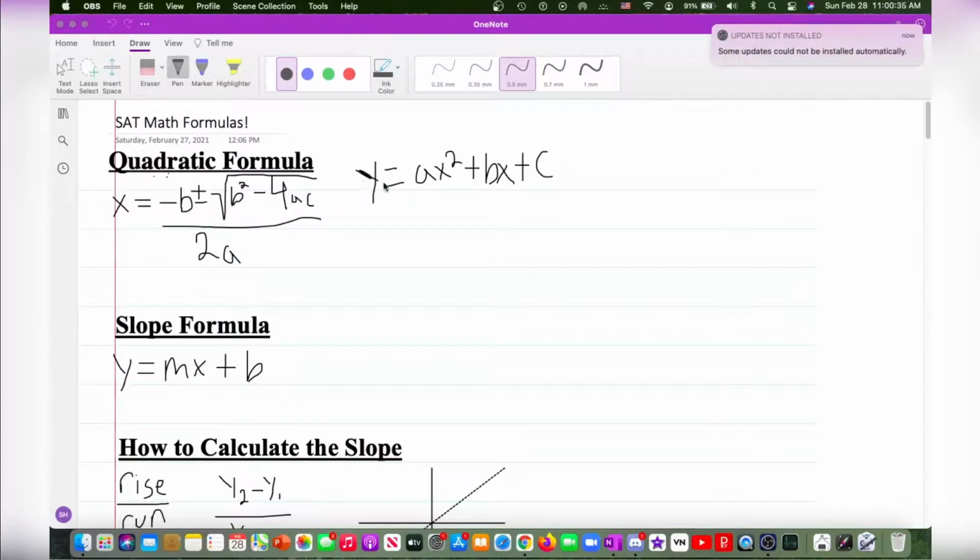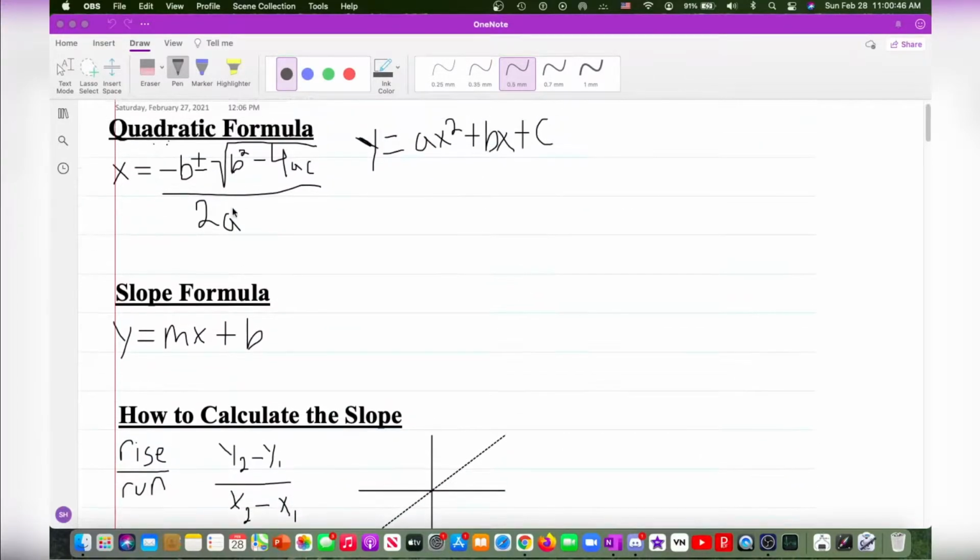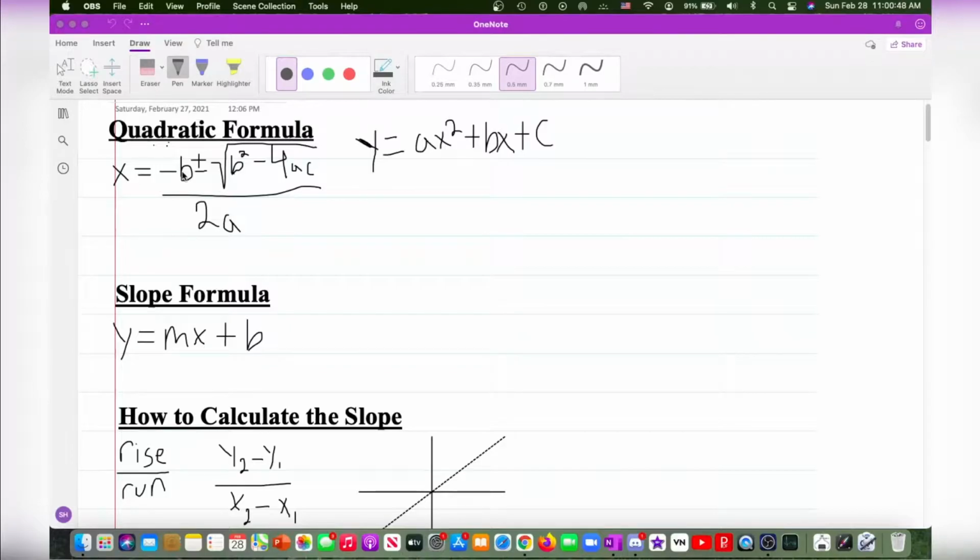And you get those from y equals ax squared plus bx plus c, otherwise known as one of the vertex forms. And usually on this one, you can look at the answer choices and they would give some indication whether to use the quadratic formula or regular factoring.